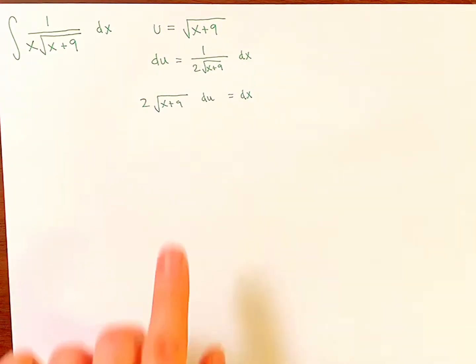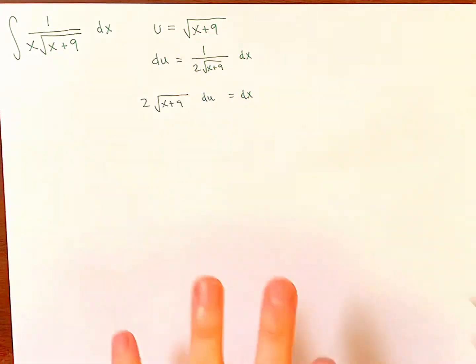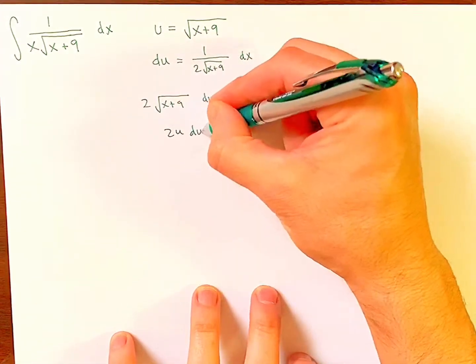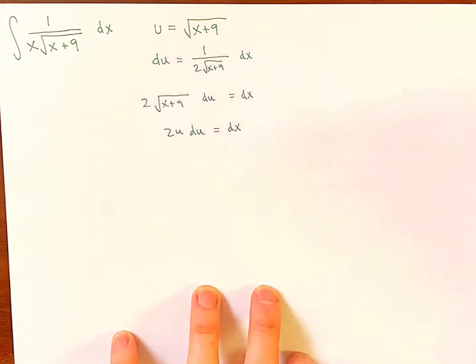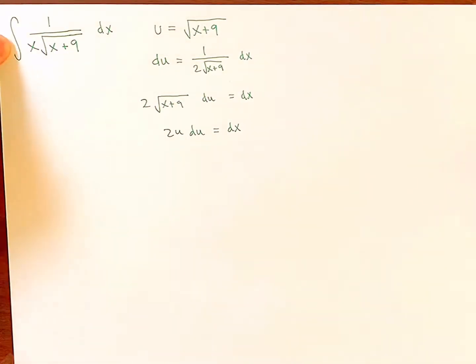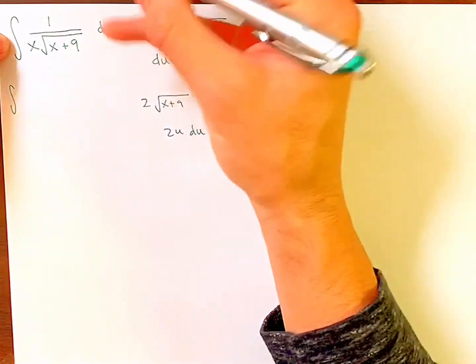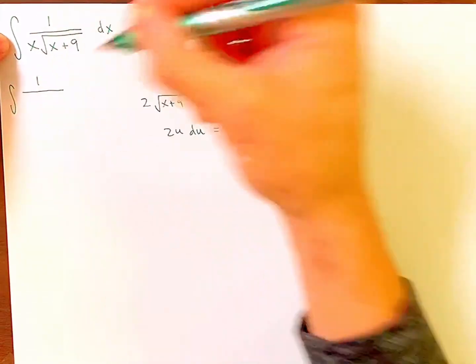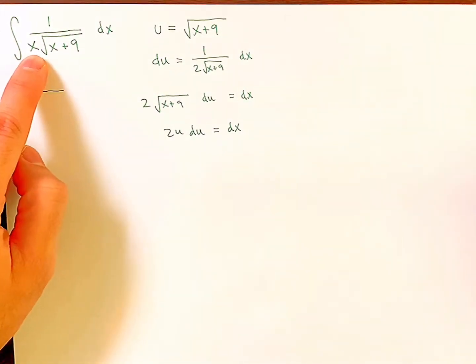But again, we know that the square root of x plus 9 can be replaced by u. Now we can rewrite the original with some of these substitutions. So we have integral symbol. We have 1 over. Now, what can replace x?